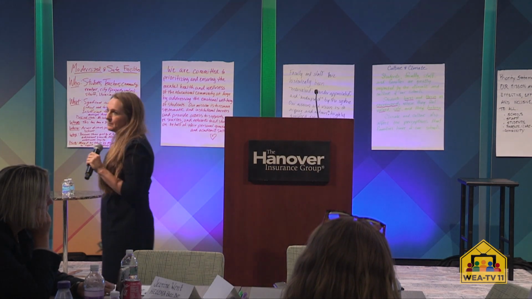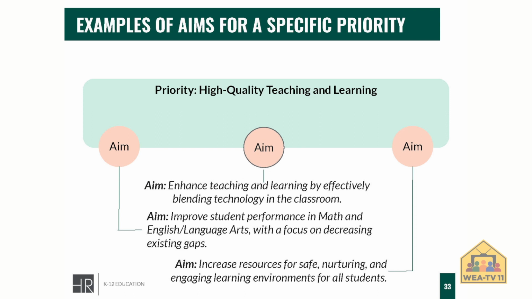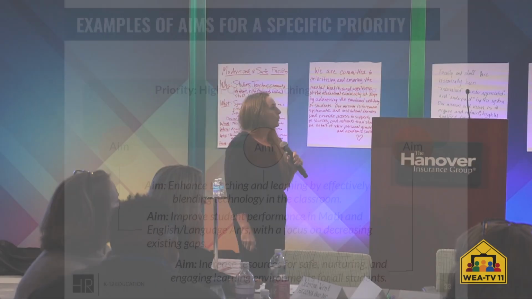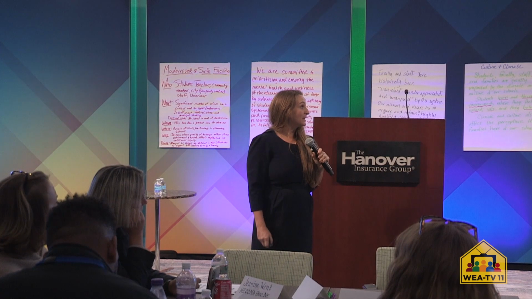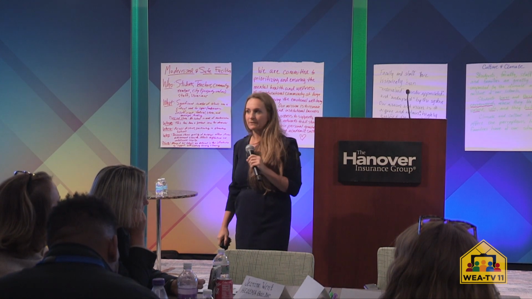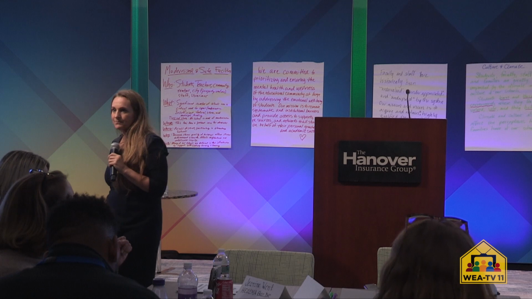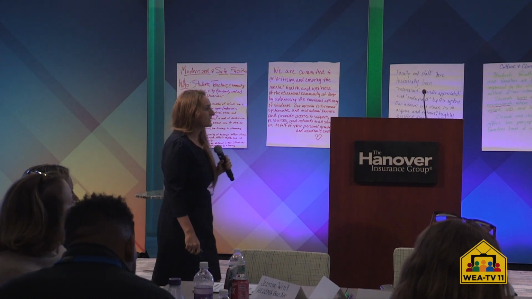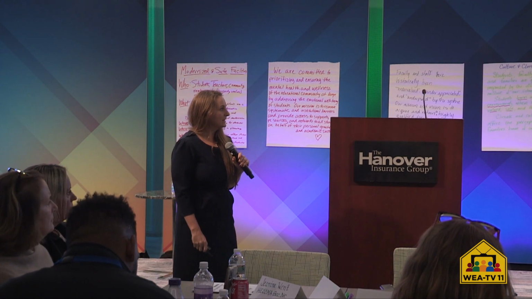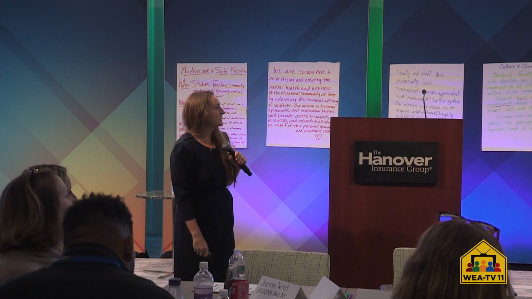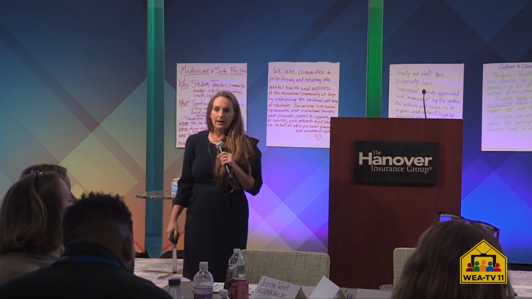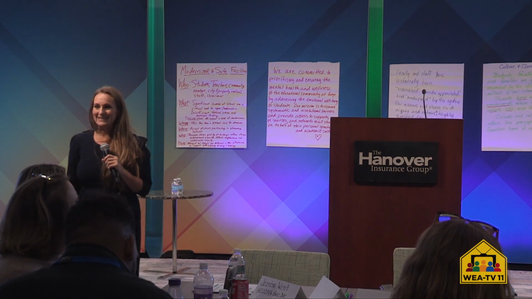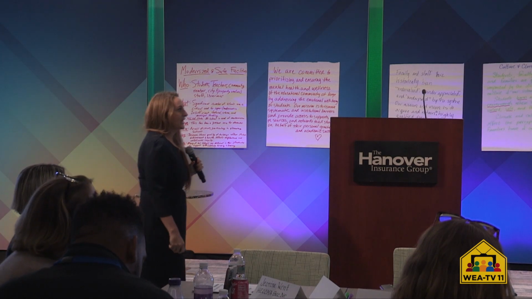So this is another example. This is from a district that worked with us. Their priority was high quality teaching and learning. They identified 3 aims. One was to enhance teaching and learning by effectively blending technology in the classroom. So they wanted a laser focus on that blended technology to enhance high quality teaching and learning. The other one was improve student performance in math, English, language arts, with the focus on decreasing existing gaps. So a little bit more specific, but we know exactly what they're going to do and focus on around that.